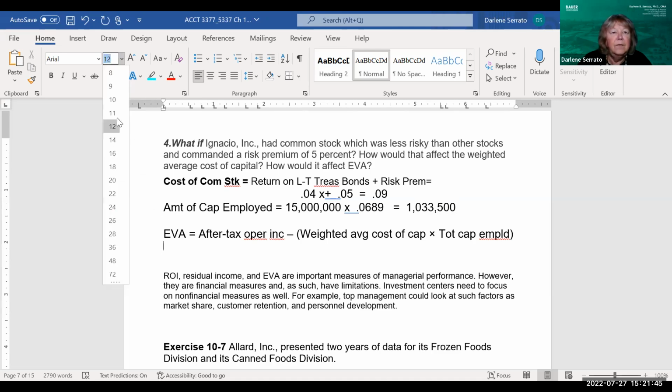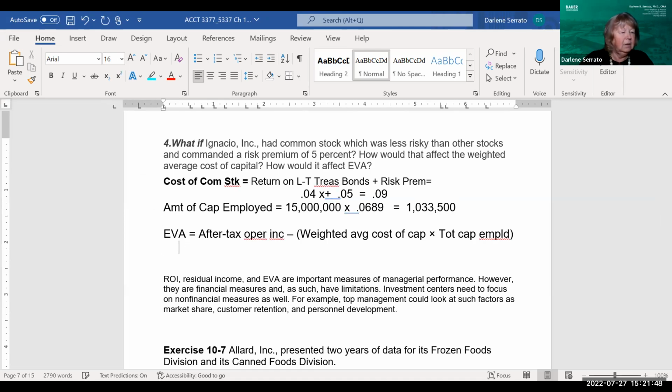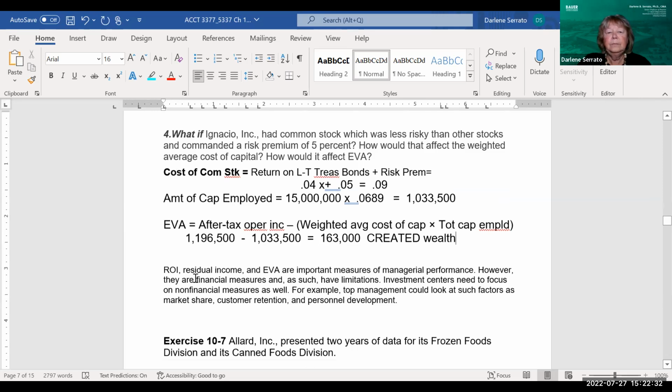So we will have after-tax income of 1,196,500 minus 1,033,500, and that ends up giving us, it's less, so it's a positive number, which is good, 163,000. So we created wealth. Okay.